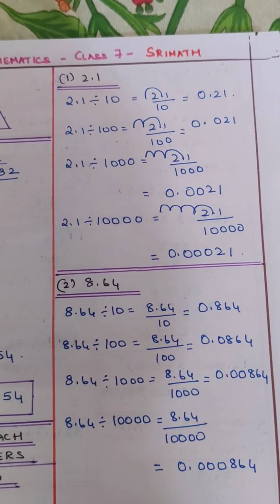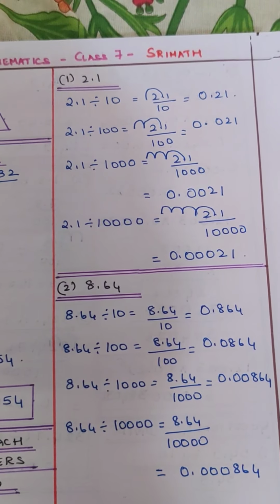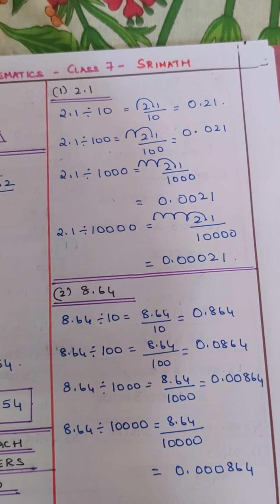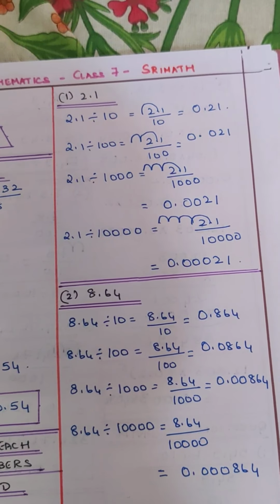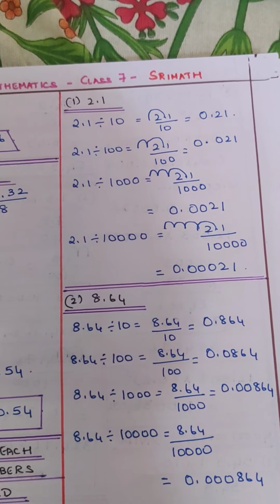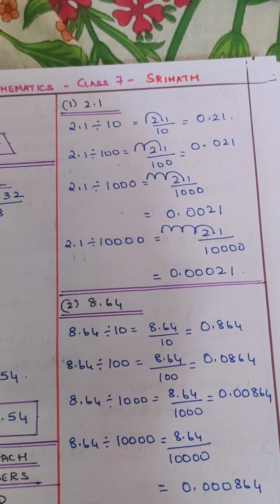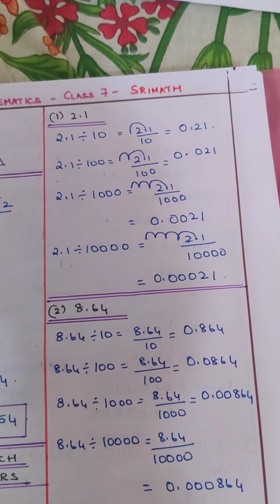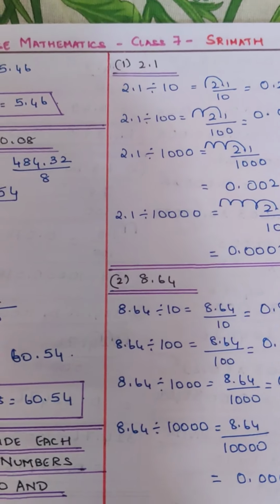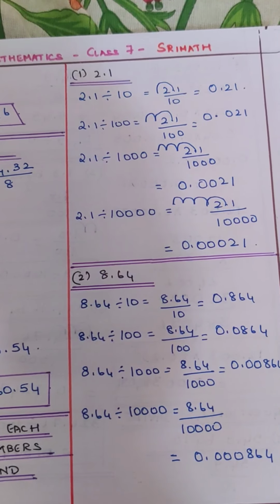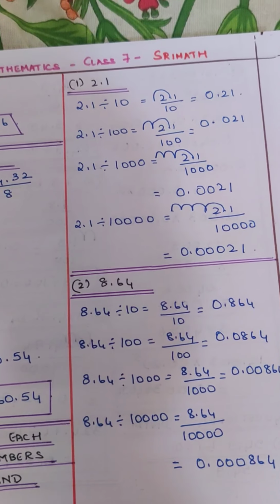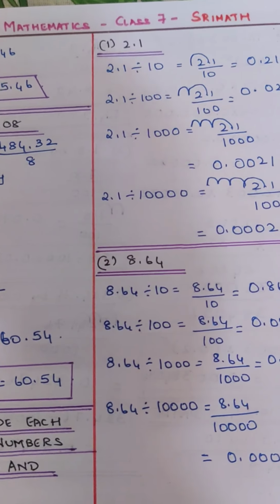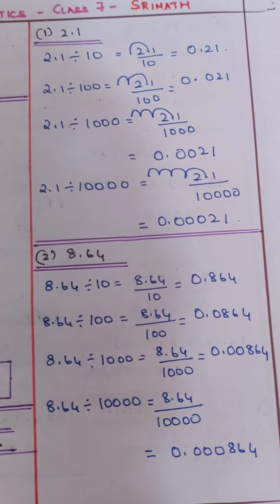2.1 divided by 10 becomes, see the point, I just shift 1 point from the right side to the left side, so it becomes 0.21. So 2.1 divided by 100 becomes 0.021. Please see the point movement from the right hand side towards the left hand side. 2.1 divided by 1000 becomes 0.0021. 2.1 divided by 10,000 becomes 0.00021. Pausing for a few seconds for you to understand.